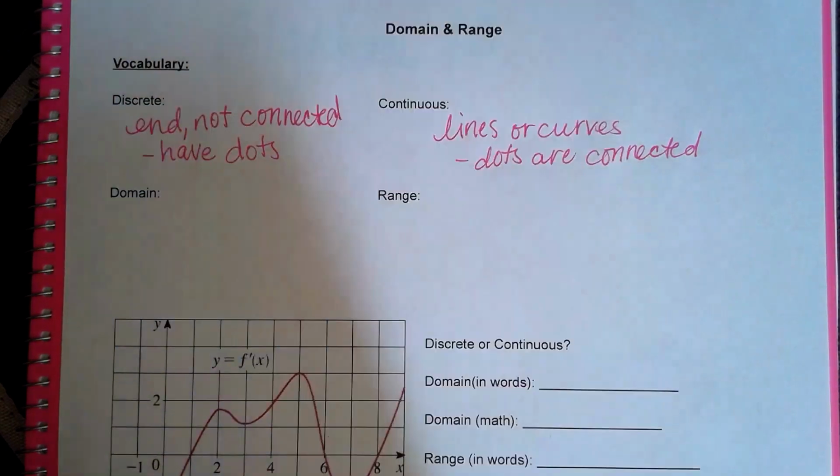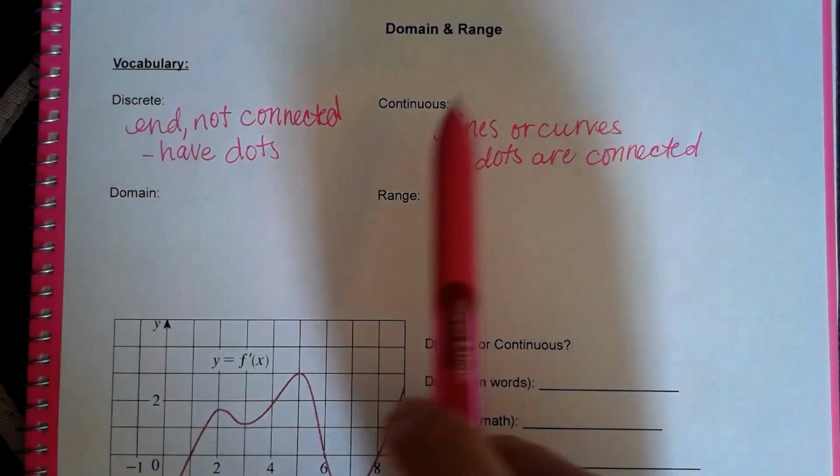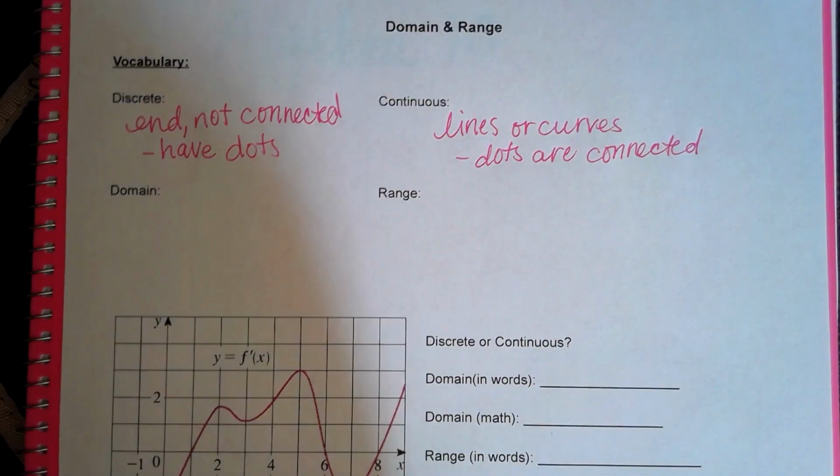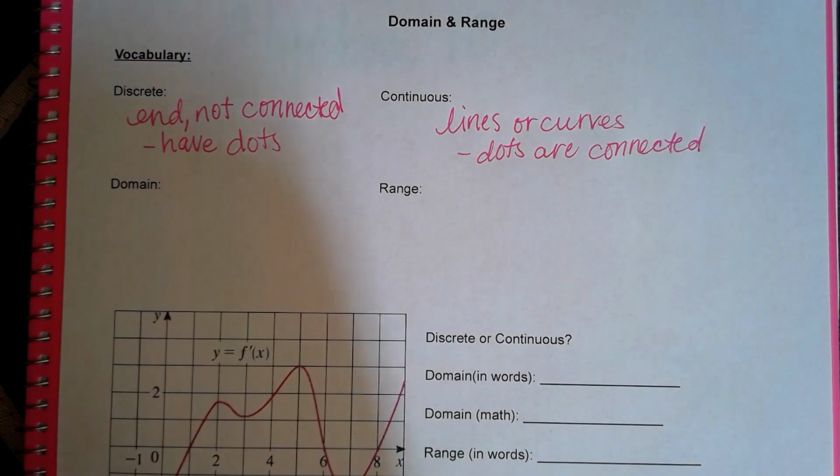Having arrows on the end of your lines does not make it continuous. So don't get that confused. The arrows don't mean continuous. Okay. All right.